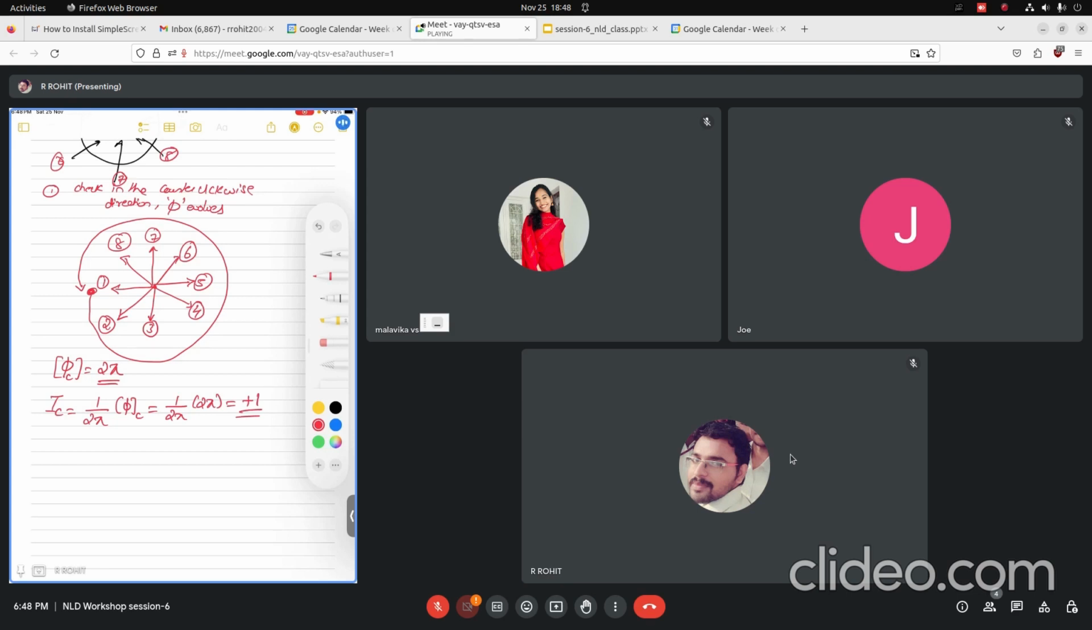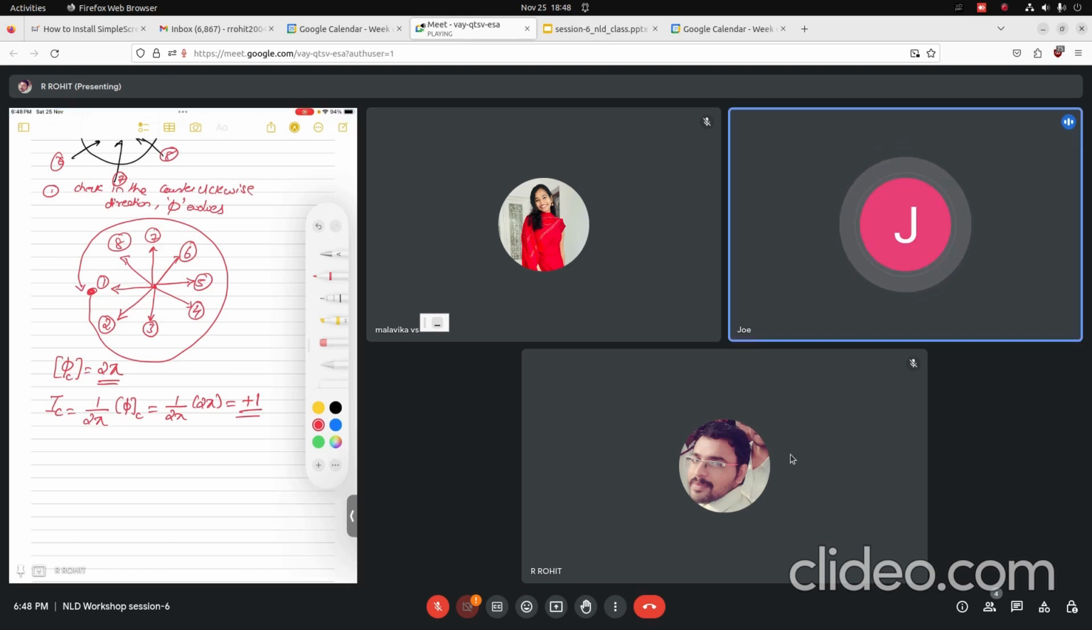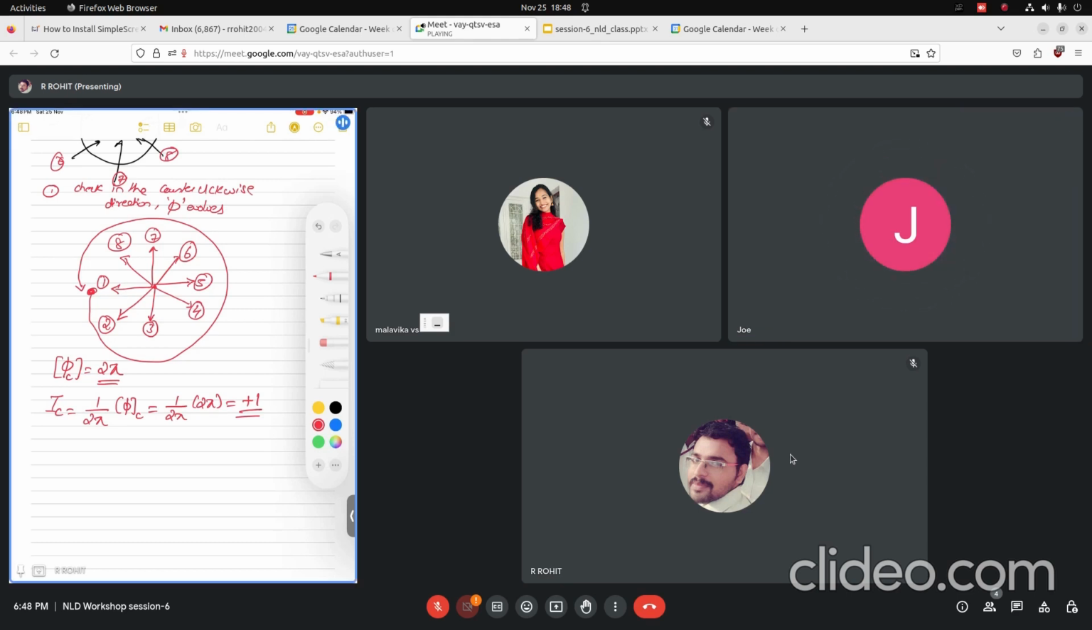Did you guys get how to calculate the index of a closed curve? Yes, there is a possibility of plus and minus. That's why I specifically said that we keep counterclockwise as the positive. If you are moving in the clockwise direction, it will be negative. In order to specify that direction, we are mentioning +1 and -1. Anti-clockwise is positive, clockwise is negative.